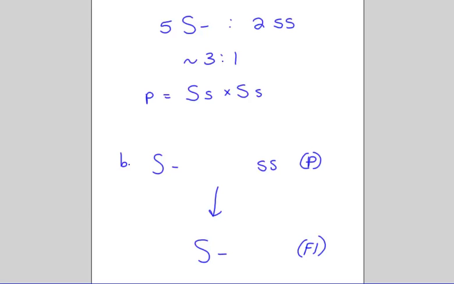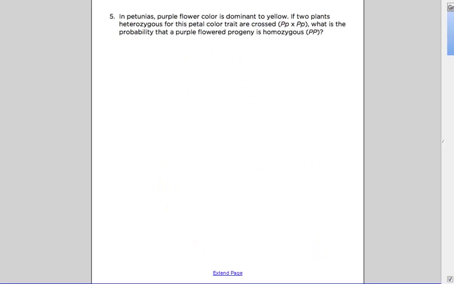So in order for all of these to have one big S, that means that this parent has to be big S, big S, or homozygous dominant. If it was big S, little s, then you would expect half of the offspring to have short hair and half of the offspring to have long hair. So you know that this one is homozygous dominant.